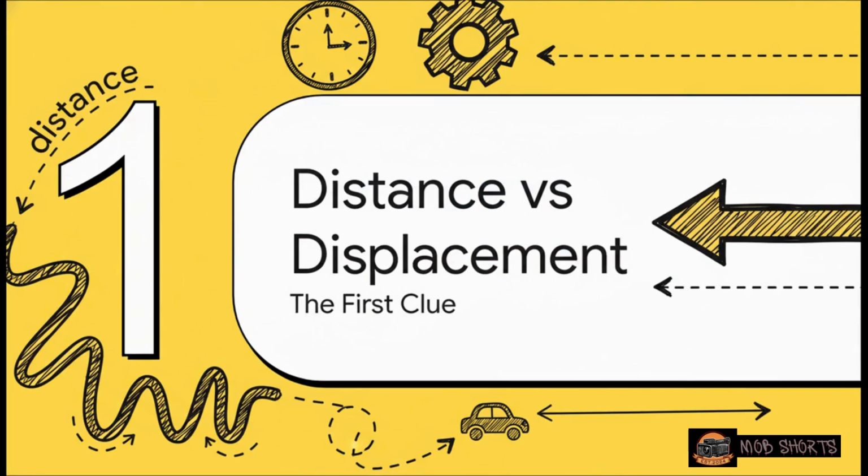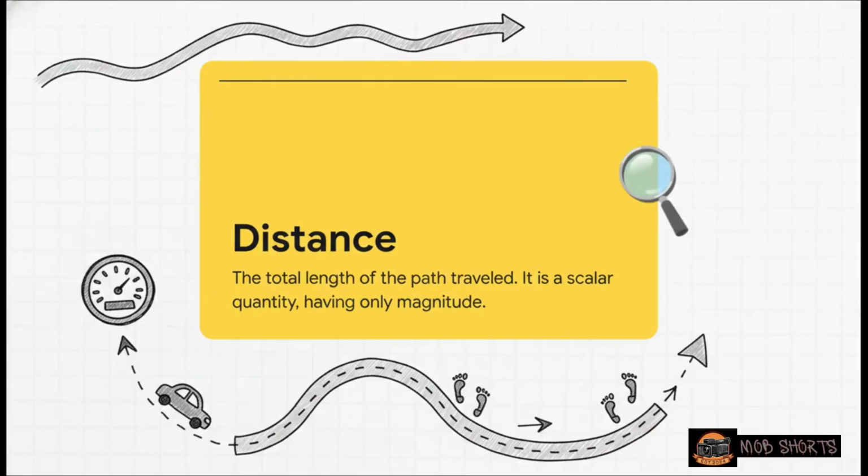Well, the very first clue is hiding in two words we all use like they're the same thing, but in physics, they are worlds apart: distance and displacement. Getting the difference here, well, that's the key to everything. Let's start with the easy one: distance. It's exactly what it sounds like.